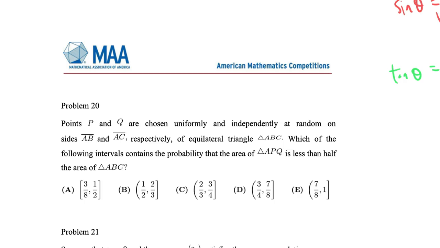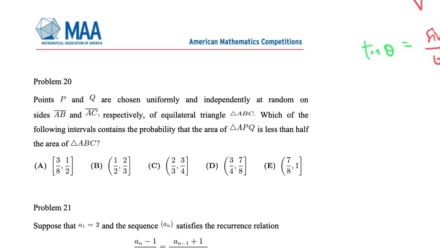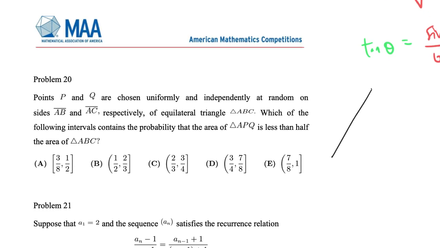P, Q are chosen uniformly and at random on AB and AC respectively of equilateral triangle ABC. Which of the following intervals contains the probability that the area of APQ is less than the area of ABC? Okay, interesting. P, Q are chosen randomly. So P and Q are chosen on AB and AC respectively, and we want APQ to be less than the area of ABC, right?